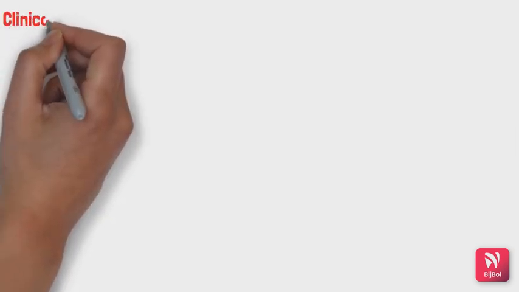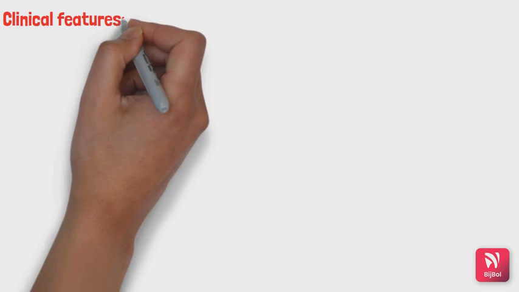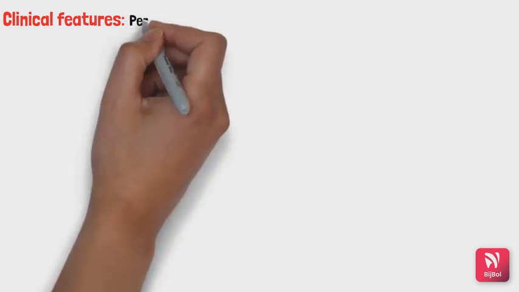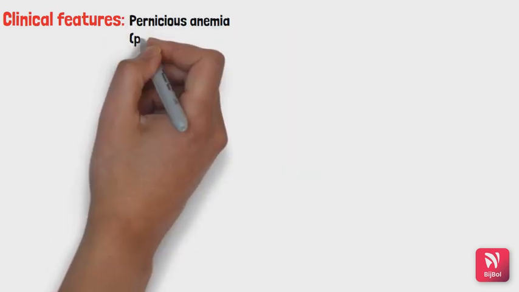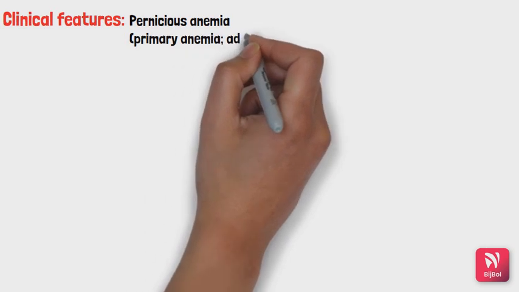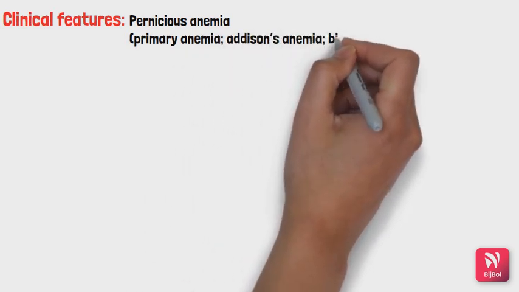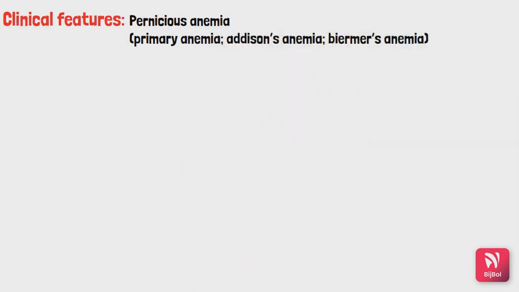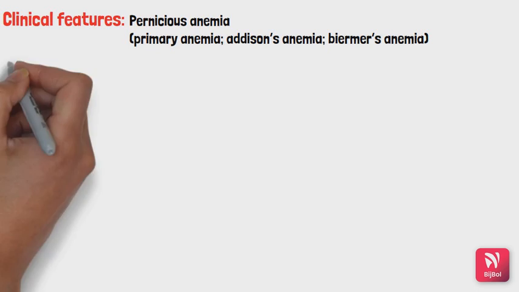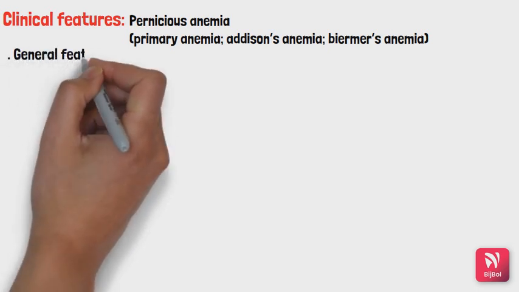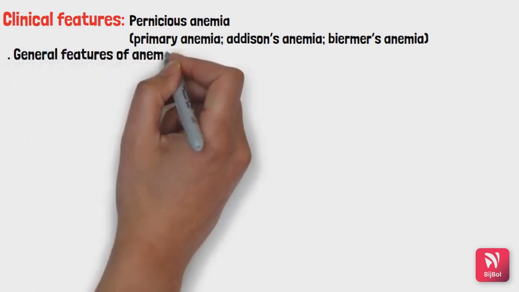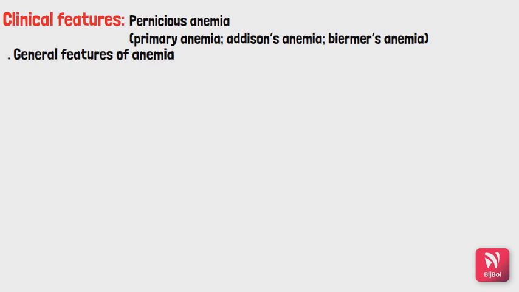Now let's move into the clinical features of these. Pernicious anemia is also called by other names like primary anemia, Addison's anemia and Biermer's anemia. Firstly, as this is anemia, we will see general features like dizziness, weakness, fatigue and pallor of the skin, mucous membrane as well as sclera. All these general features of anemia are observed.